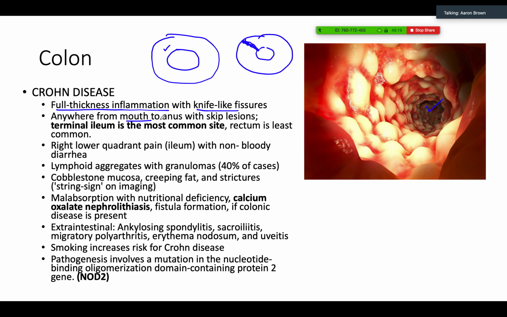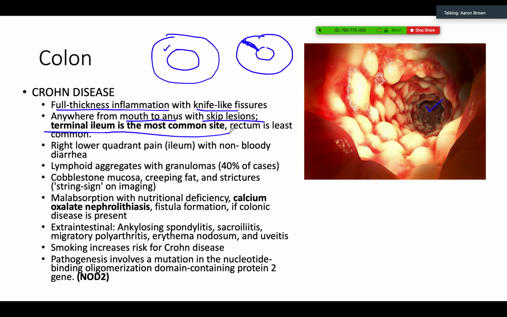Anywhere from the mouth to the anus can be involved in Crohn disease with skip lesions, meaning we will have one part involved and then you're going to skip and nothing will be involved. And then another part will be involved and then you'll skip and you'll have completely healthy normal colon. And then another part will be involved, okay? The most common area to be involved is the terminal ileum.